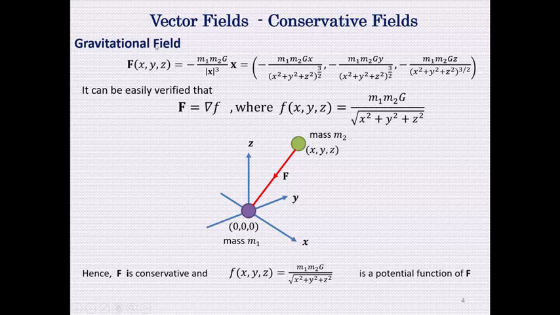It's well known that gravitational fields are conservative, and the potential function f has this expression. I leave it to you to verify this. All you have to do is to differentiate little f with respect to x, y, and z to get the first, second, and third components of capital letter F.